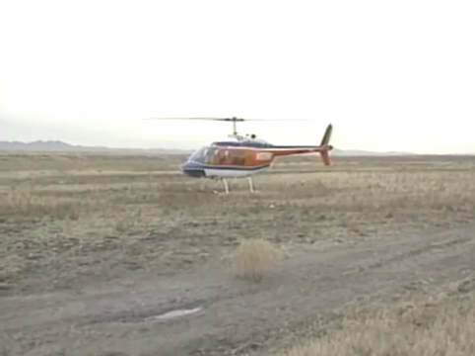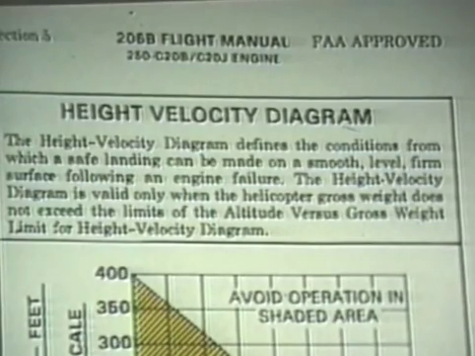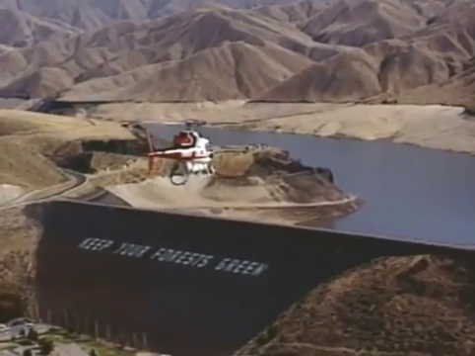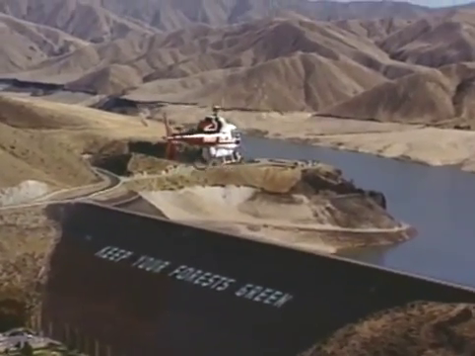Each helicopter model has a chart called the height velocity diagram. This chart shows the combination of airspeed and altitude from which a safe autorotation can be made. As you can see, the safest flying is done above 500 feet and at cruise airspeed.